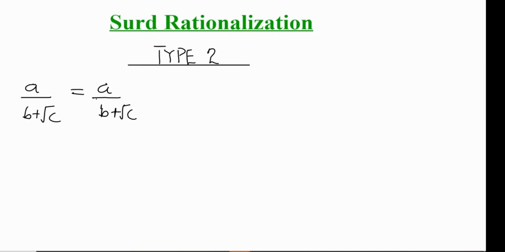Now with the process of rationalization, we all know that we are going to multiply this fraction by the denominator of it. But in this case, since they are being added, we have to change the sign to its opposite sign. That is, we are finding the conjugate of the denominator. Now changing the sign in between the denominator here, then we are going to have b minus square root of c divided by b minus square root of c.